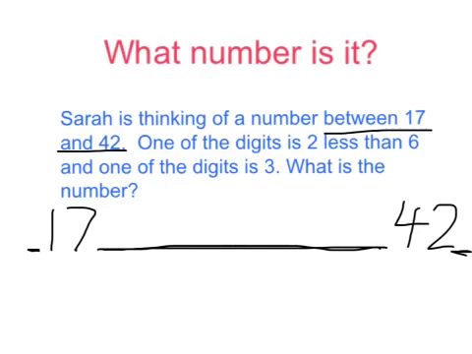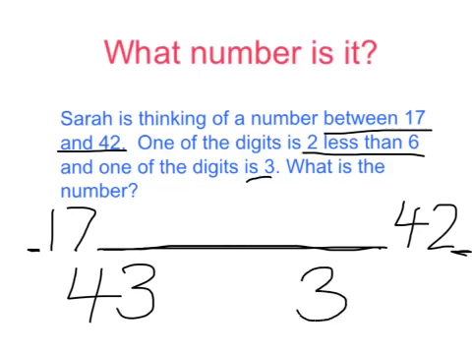All right, let's look at the other information. It was a little bit trickier this time. It said one of them is 2 less than 6. So if we hold 6 in our head and count back 2, that's 4. So one of the digits is going to be a 4. And it said one of the digits is a 3. So that could be 43, or let's switch those digits around, or it could be 34.